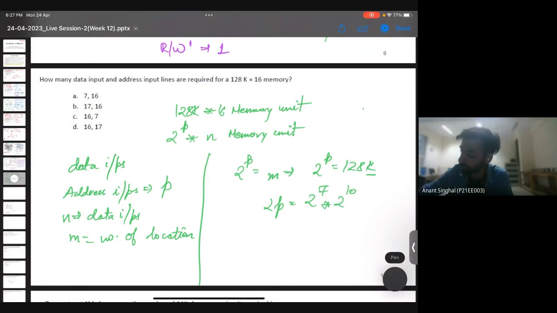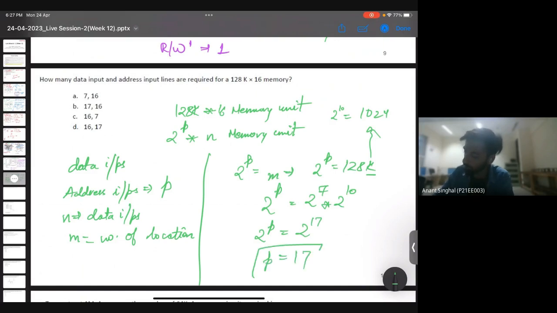2 to the power 10 is 1024, so 1K is the same. So it was not 2p, it was 2 to the power p, so you can just add the powers. So p will be nothing but 70.